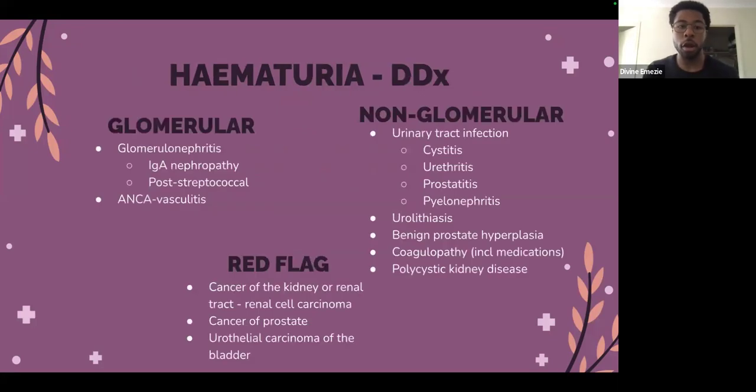So for hematuria, we can divide the differentials into glomerular causes and non-glomerular causes. Glomerular, of course, being glomerulonephritis. Probably the more common ones you're working with are causes of nephritic syndrome, such as IgA nephropathy and post-streptococcal. And then non-glomerular, so we're thinking about UTI, calculi, and issues to do with the kidney itself.